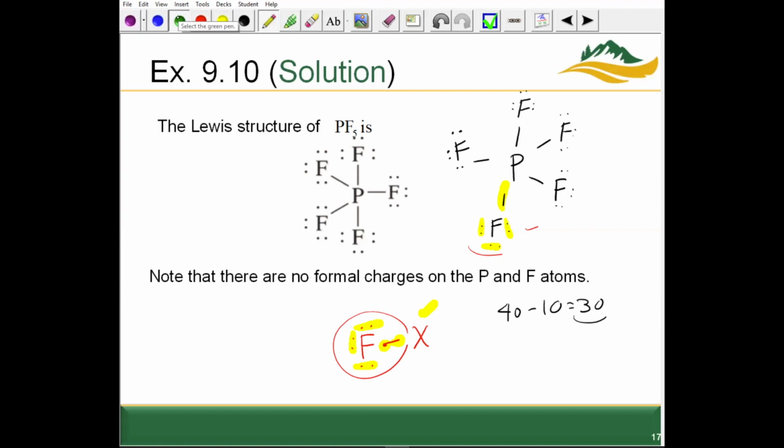How many electrons did we use up by placing 6 valence electrons around each of the 5 fluorine atoms? So that's 6 times 5, that's 30. We've used up all the electrons. This is the stable configuration of phosphorus pentafluoride. So phosphorus is okay with an expanded octet. How many electrons does it have around it right now? Let's see, 1, 2, 3, 4, 5, 6, 7, 8, 9, 10.